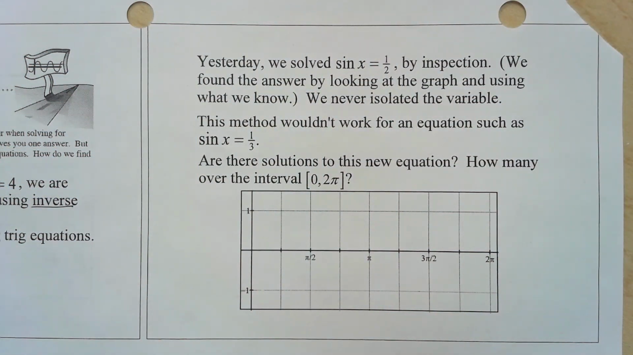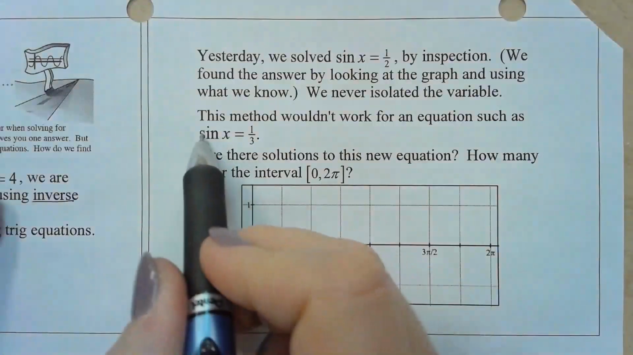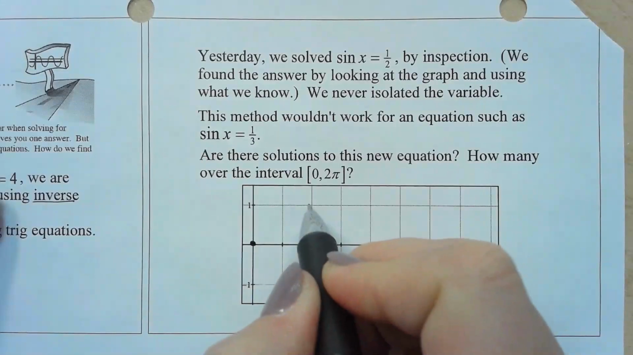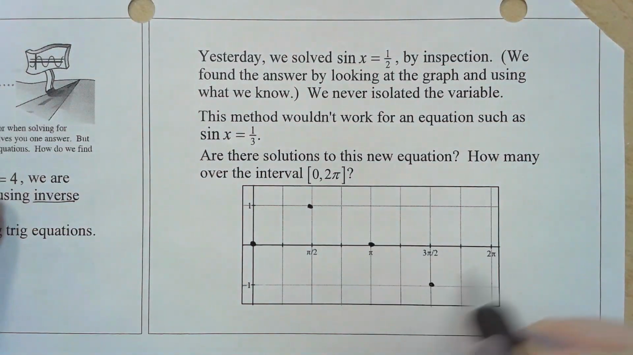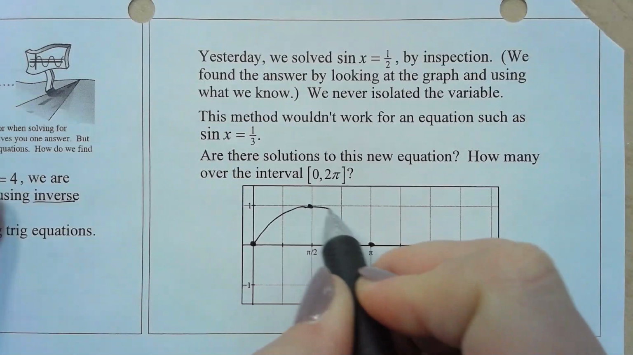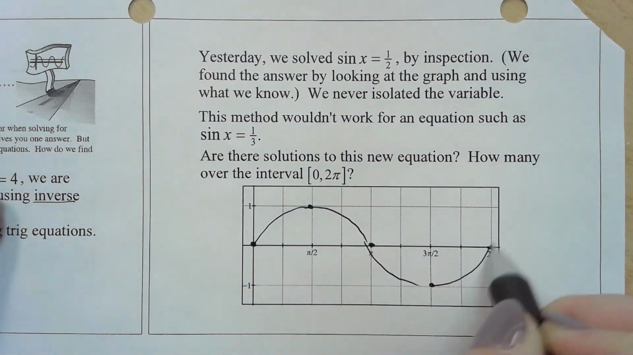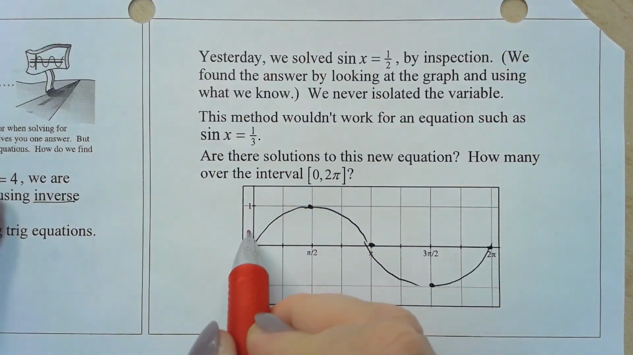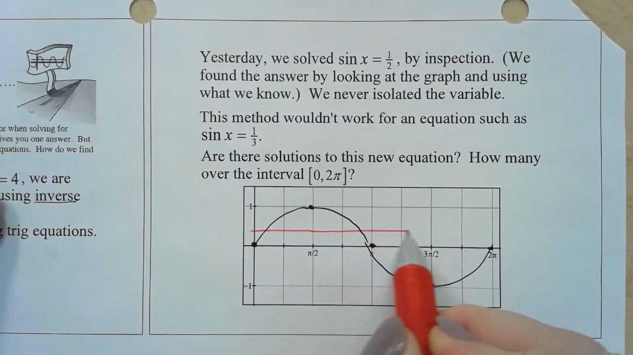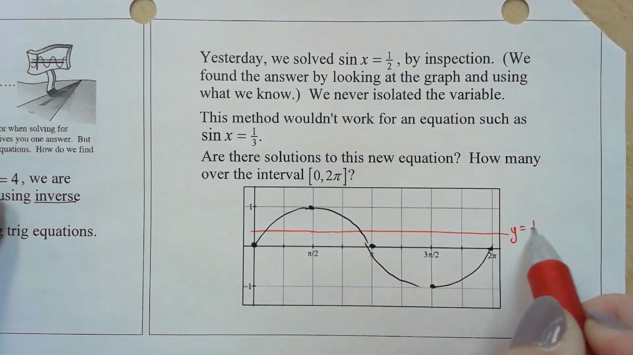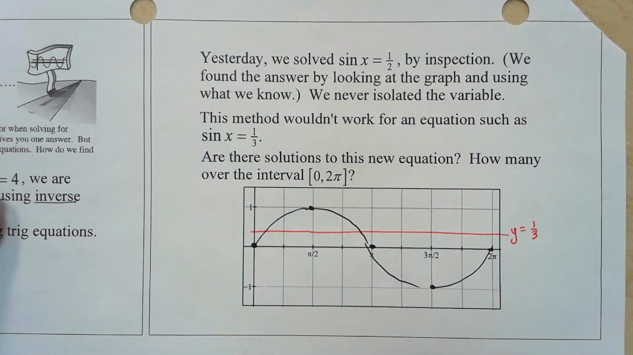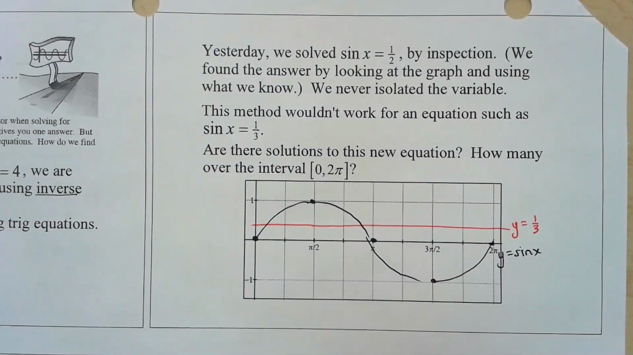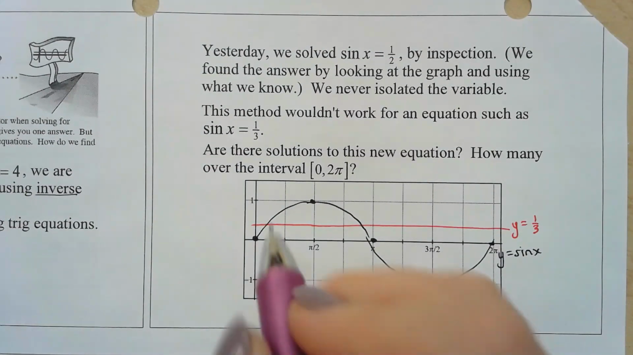Does that mean there's no solutions? No. Let's graph it real quick. If I want to solve sine of x equals 1/3, I'm going to start by graphing a sine curve. This is slightly different graph paper from yesterday. Then I'm going to graph the line y equals 1/3 instead of 1/2. Not much has changed, just that line is a little bit lower than it was yesterday. So there are solutions. There are 2 of them.